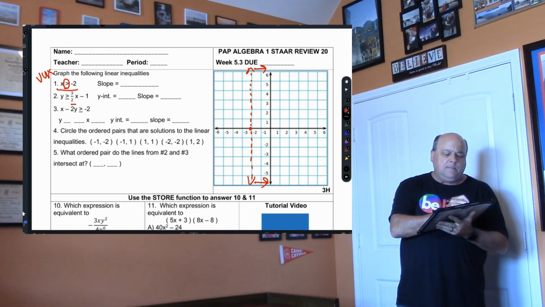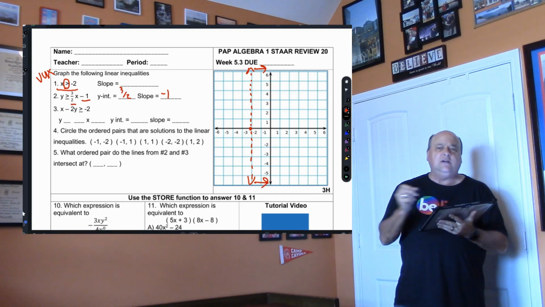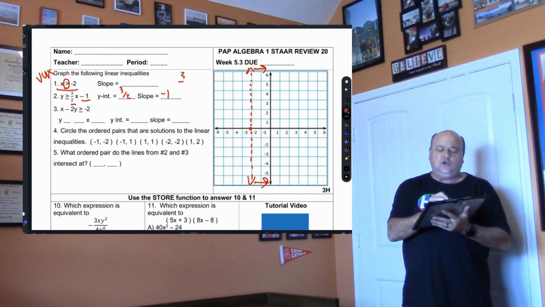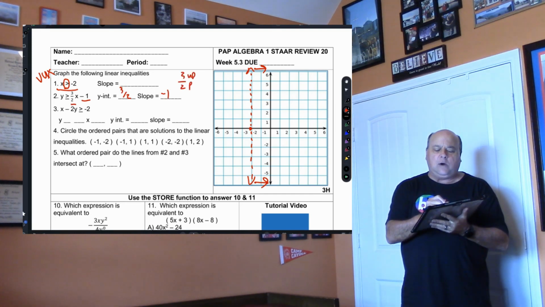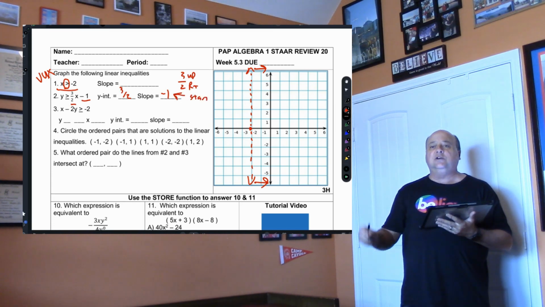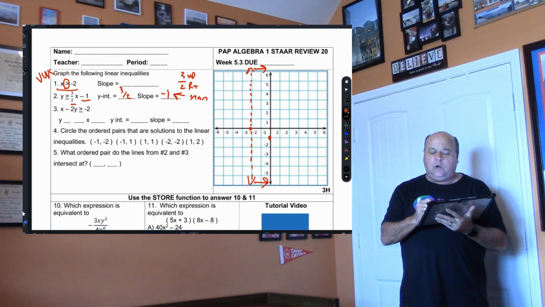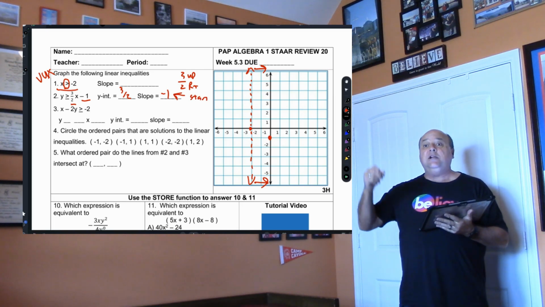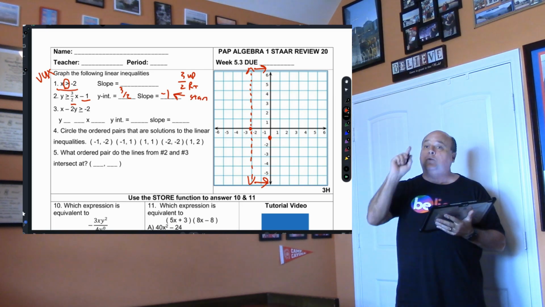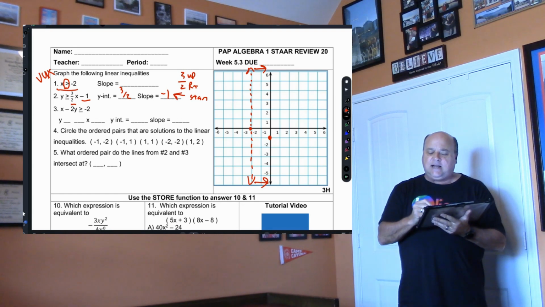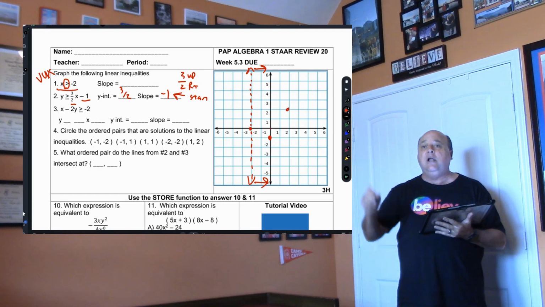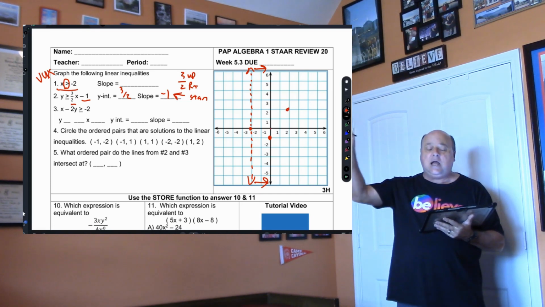On the next one, my slope is 3 over 2 and my y-intercept is negative 1. The 3 over 2 means we're going to go up 3, right 2, and this is where we start. That's our y-intercept, so at y equals negative 1 we start. When you take your test, remember, you've got to make 2 dots. Your next dot is going to be up 3 and right 2. You draw another dot, and once you click that dot, a line forms.